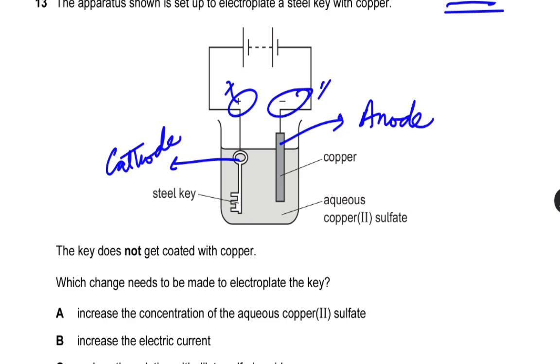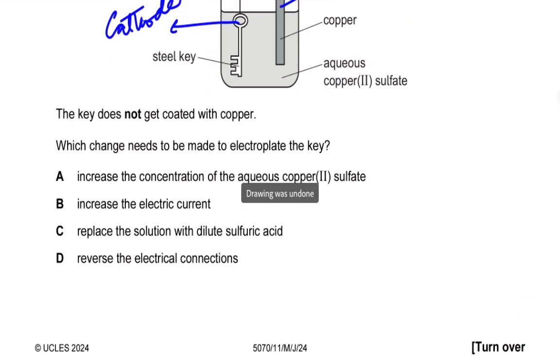The object to be plated should be the cathode, and they have mentioned it wrongly. So where is the option which they have given to us? Increase the concentration of aqueous copper sulfate. Increase the electric current. No. Replace the solution with dilute sulfuric acid. No. Reverse the electrical connection. This one is correct. D option is correct.